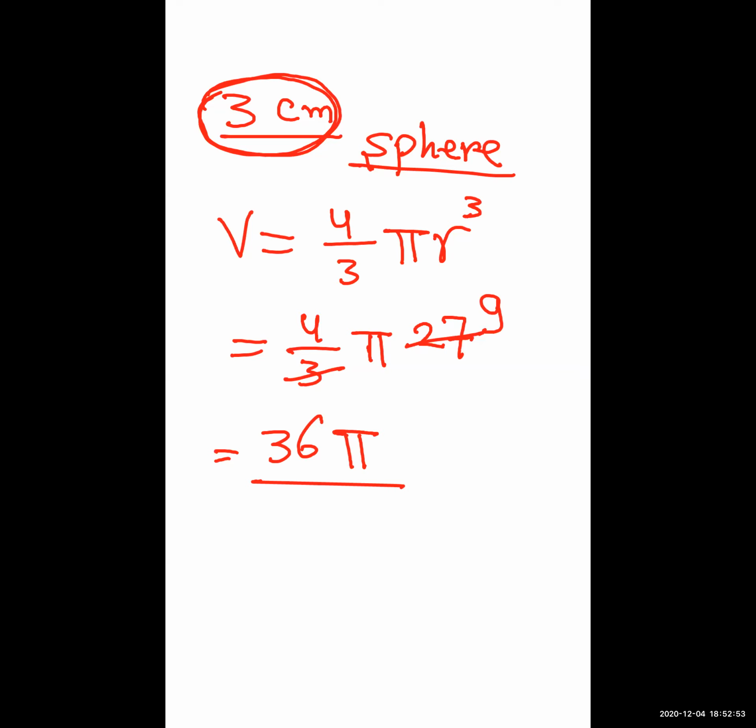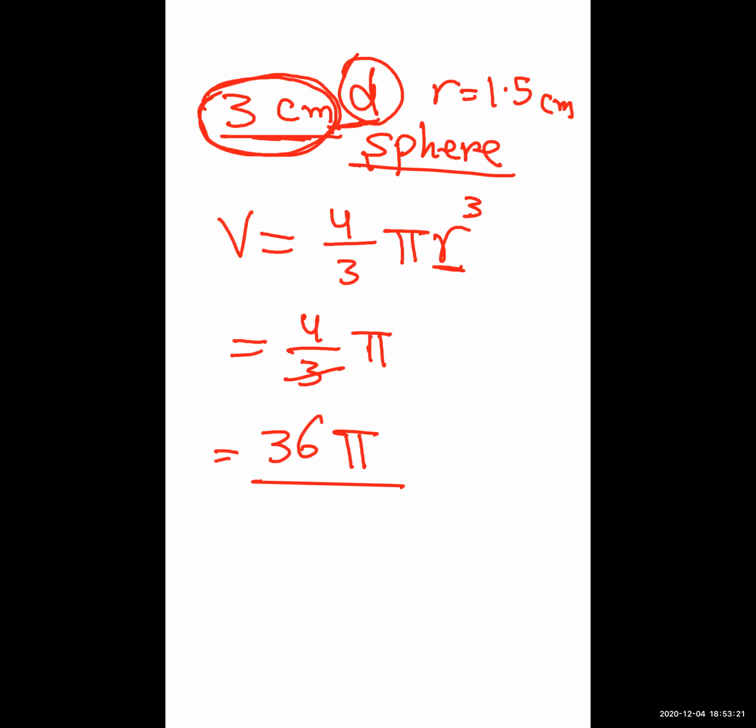Guys, there was a small mistake here. This one is the diameter, not the radius. So this means the radius will equal 1.5 centimeters. I thought that it's the radius, so here we have to change this number.